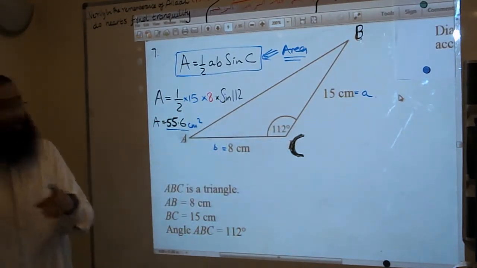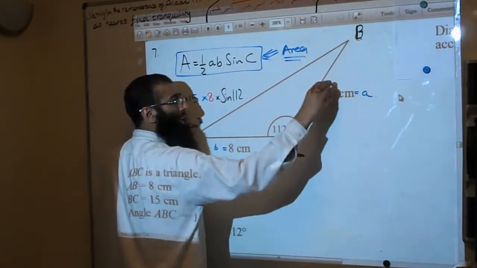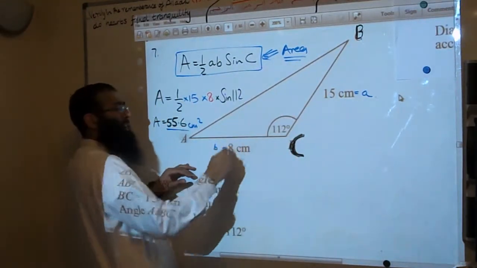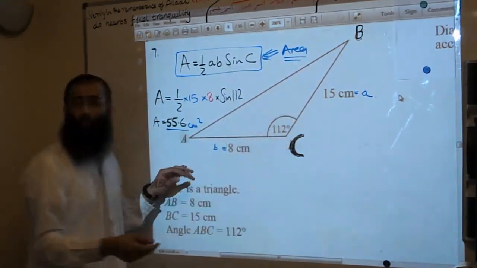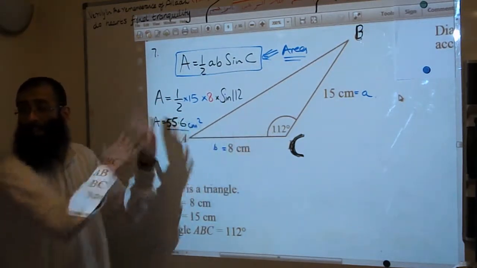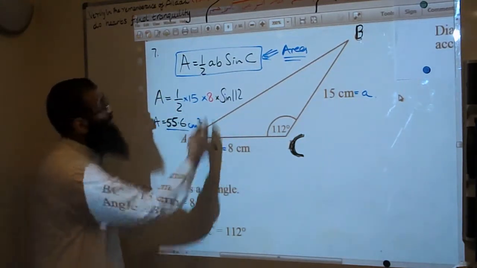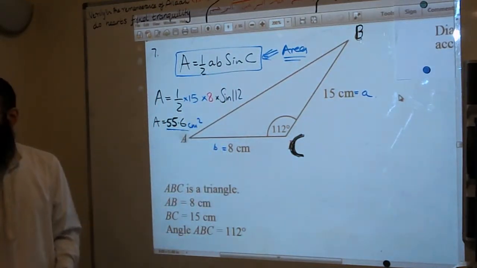Now, another quick thing, good thing you asked me now. Here's the angle, and on this side you have the length, and on this side you have the length. So you know this, and you know the angle in between it. That's when you know it's this formula. When you know an angle and the sides around it. So then you use this particular formula. Is that on the actual exam paper? That's on the example at the front, that formula is.